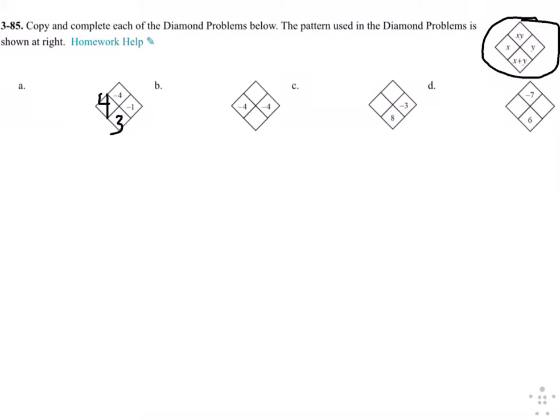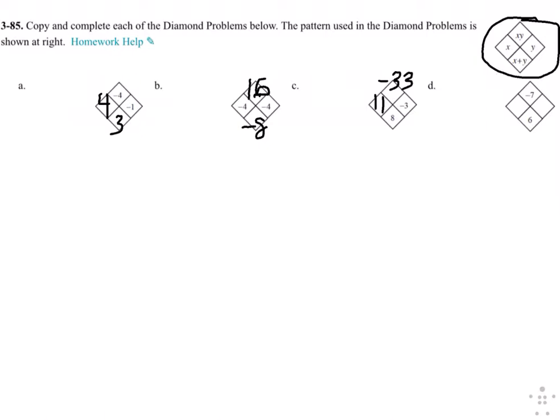The second one, I multiply the 2 to get the top, so that's 16. And I add to get the bottom, so that's -8. For C, it's what plus -3 is 8, right? So that's 11. 11 plus -3 is 8. And 11 times -3 is -33, so that would be up in the top.